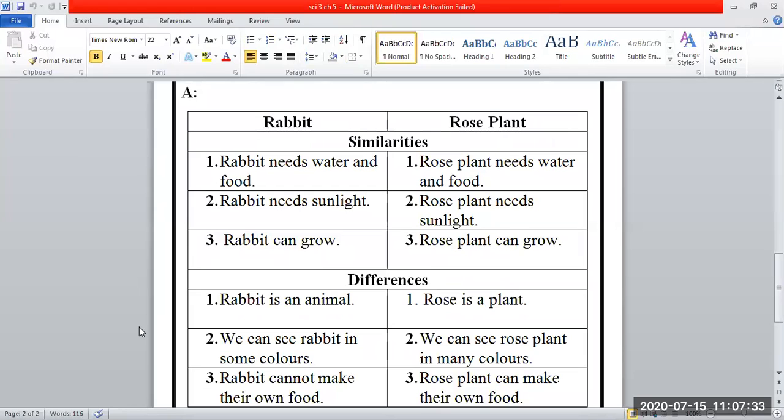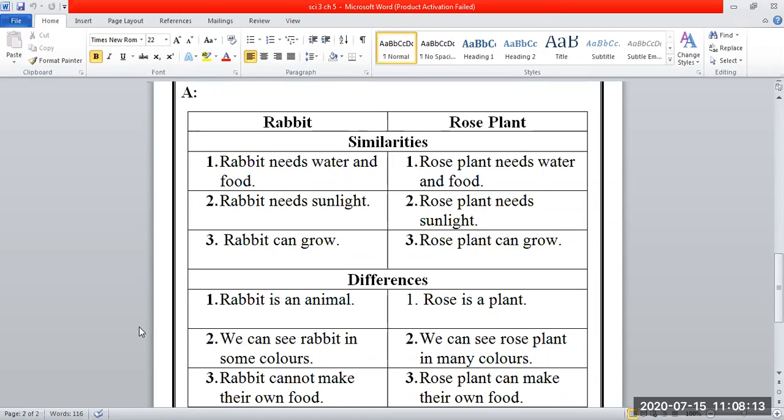So the difference is that as you all know that rabbit is an animal while rose is a plant. And we can see rabbit in some colors. And we see in some colors means we can see rabbit only in white, black, and brown color. We cannot see rabbit in pink, green, yellow color. So we can see rabbits in only some colors. And we can see rose plants in many colors, like we can see the rose in red color, in yellow color, in pink color, in black color. These are the many different colors.